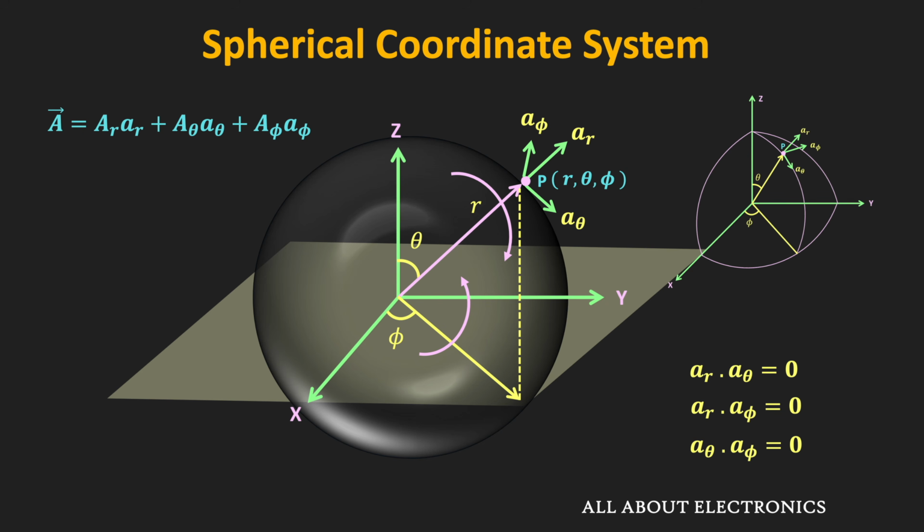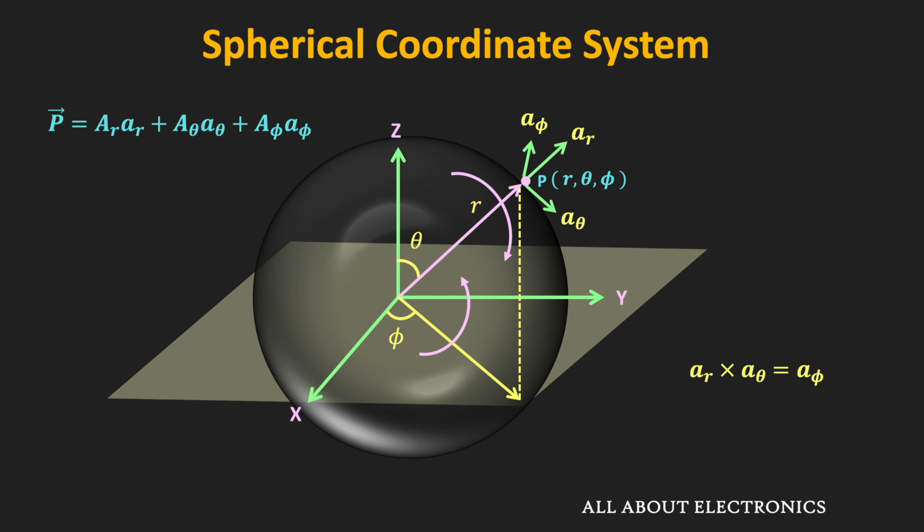And likewise, if we perform the cross product between these unit vectors in the cyclic form, then we will get another unit vector. For example, a_r cross a_theta will be equal to a_phi. Likewise, a_theta cross a_phi will give us a_r. And the cross product of the unit vectors a_phi and a_r will give us the unit vector a_theta. If we reverse the order of the cross product, we get a negative sign before the result. For example, a_theta cross a_r gives minus a_phi. So in this way, a_r, a_theta and a_phi are the unit vectors in the spherical coordinate system.